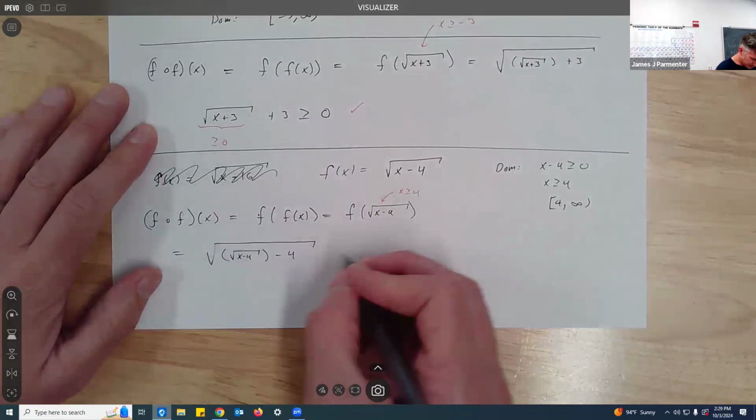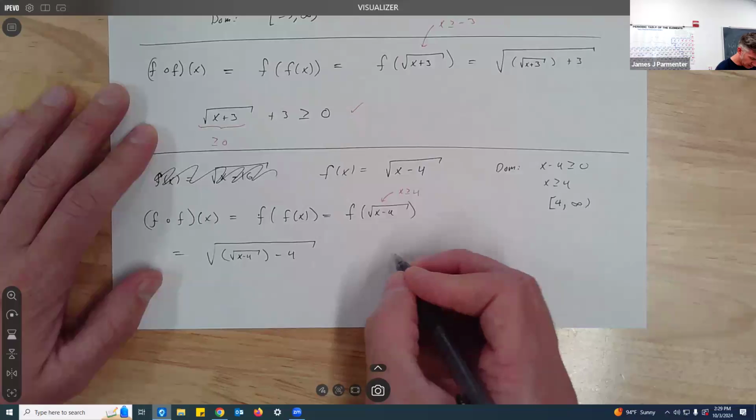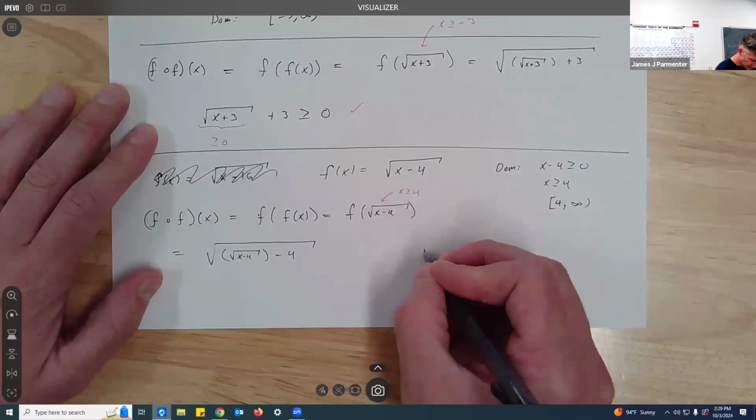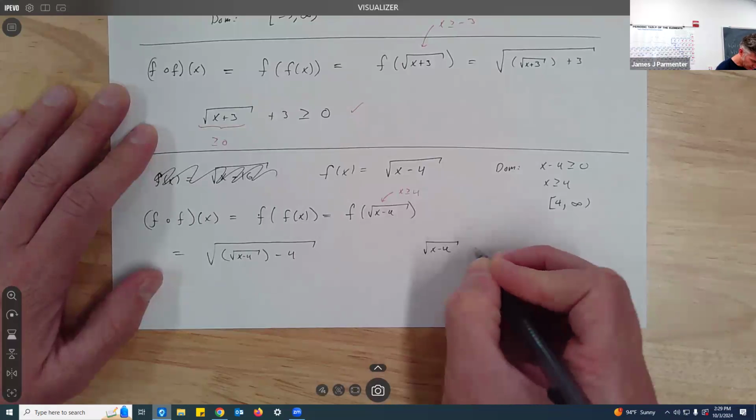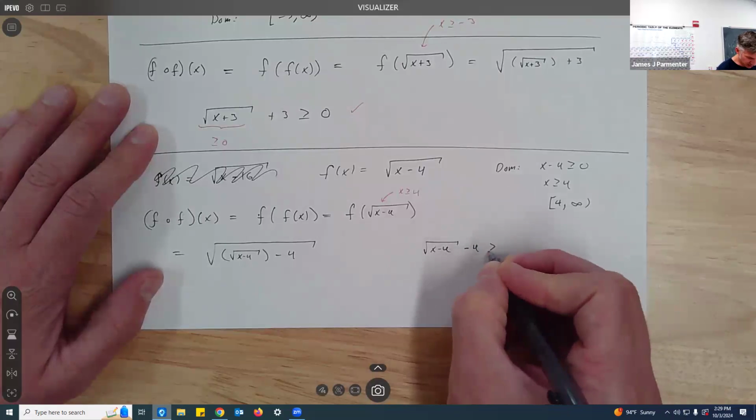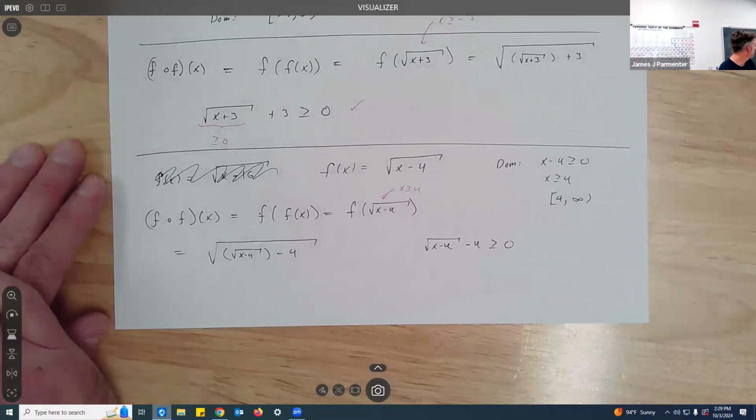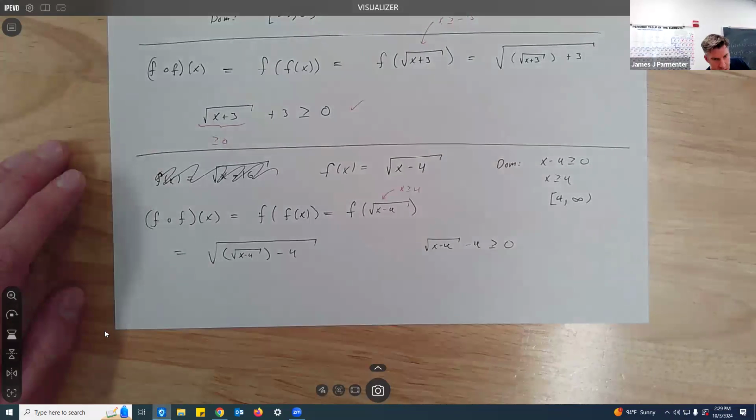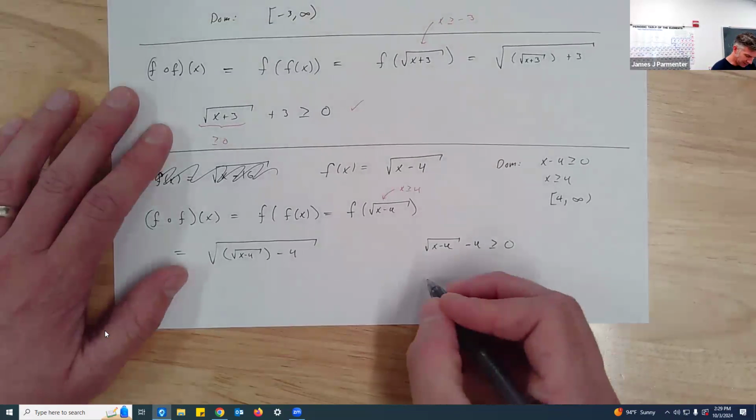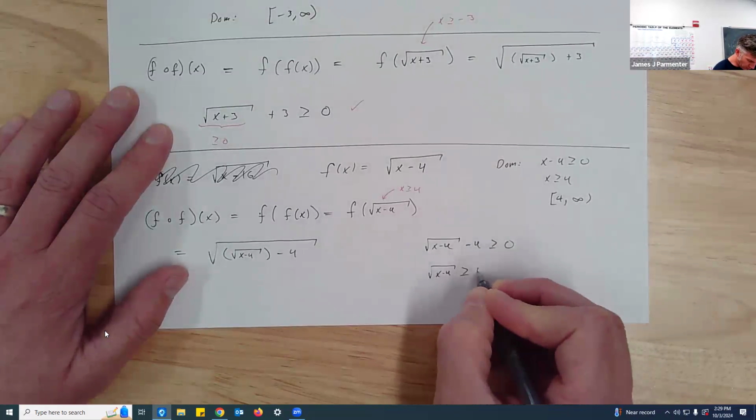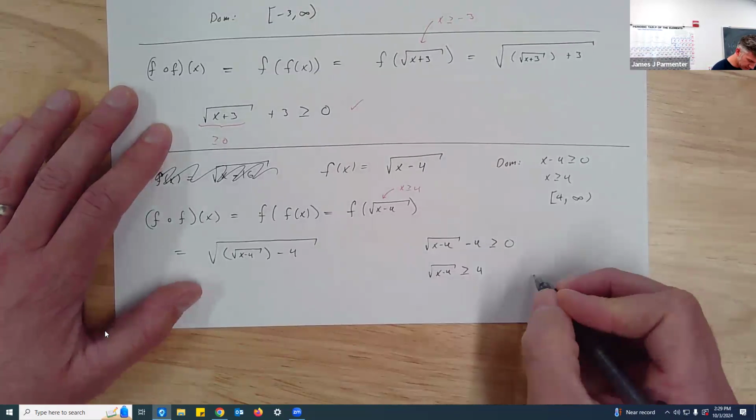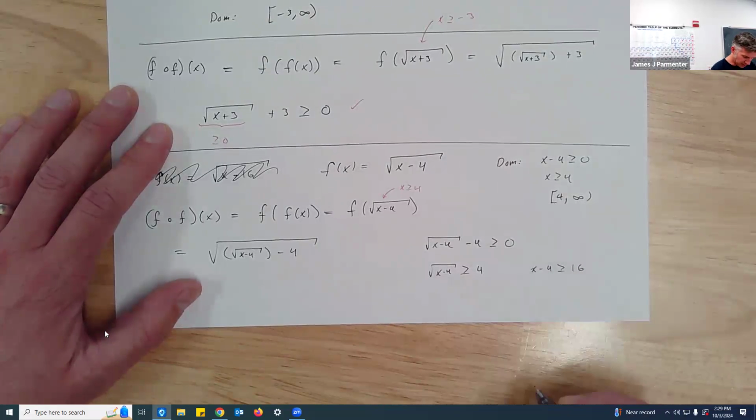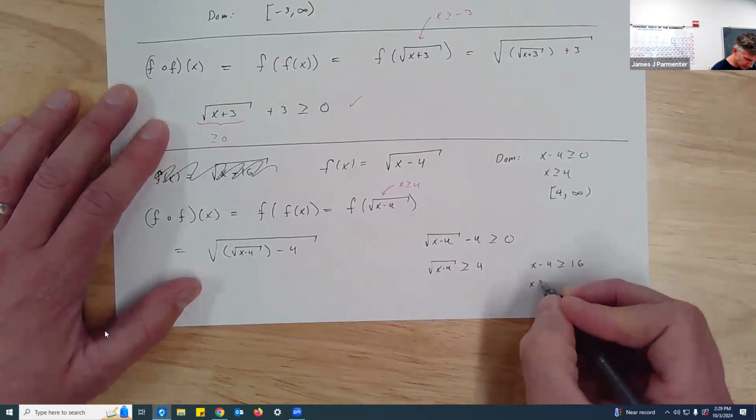So for my domain, the inside stuff, the square root of x minus 4, minus 4, also has to be bigger than or equal to 0. If I solve this, I get the square root of x minus 4 bigger than or equal to 4. I square both sides and get x minus 4 bigger than or equal to 16. Isolating x, x has to be bigger than or equal to 20.